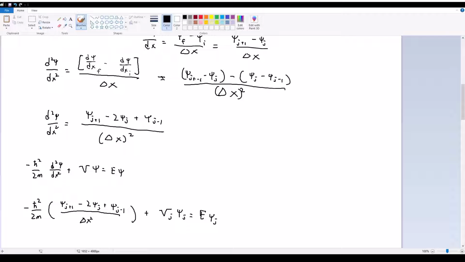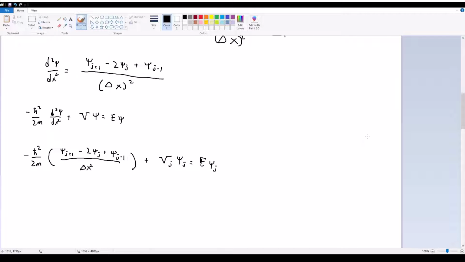And if you want to rewrite this to make it a little bit neater, you can rewrite it as negative lambda psi j plus 1 plus 2 lambda plus vj times psi j minus lambda psi j minus 1. And this is equal to e times psi j, where lambda is just a rearrangement of variables that's equal to h bar squared over 2m times delta x squared.